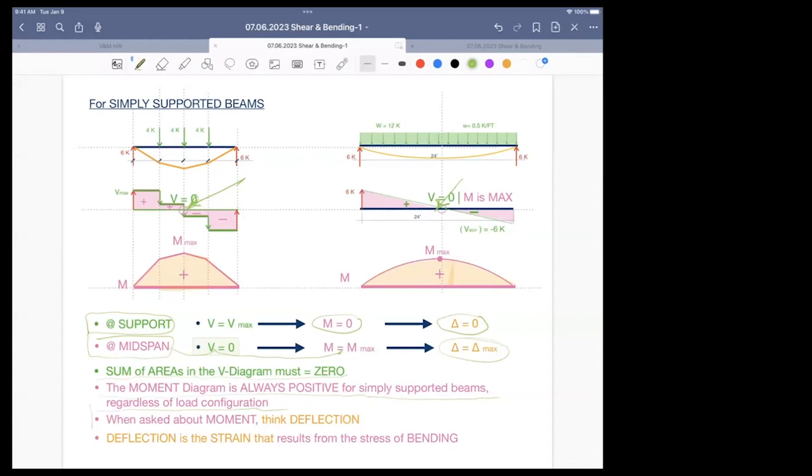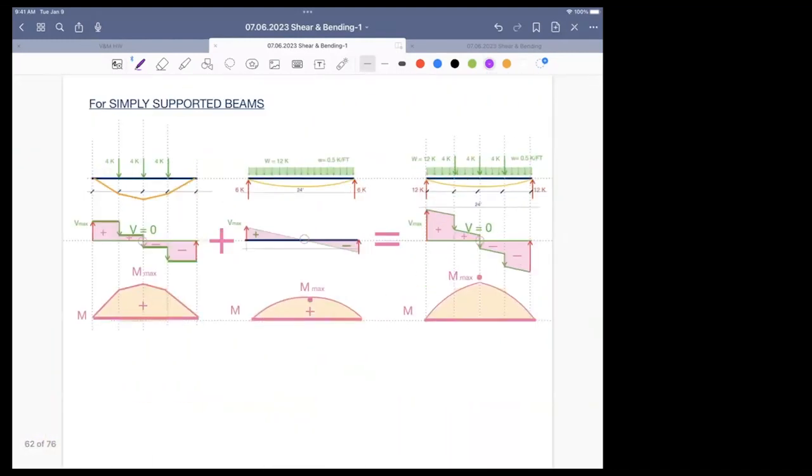Here is the tip that I think you need to take so seriously, and it answers all the questions that I asked. When asked about moment, ignore the question and think deflection, because whatever happens in bending moment shows up as a deflection. So deflection is the strain that results from the stress of bending. So I'm looking at this moment diagram here, and I'm seeing the deflected shape is a mirror of this diagram. I'm looking at the deflected shape. If it were a cable, it would have deflected like that.